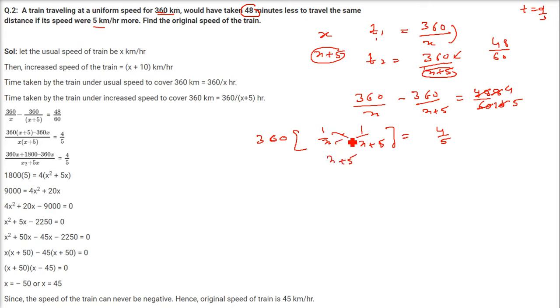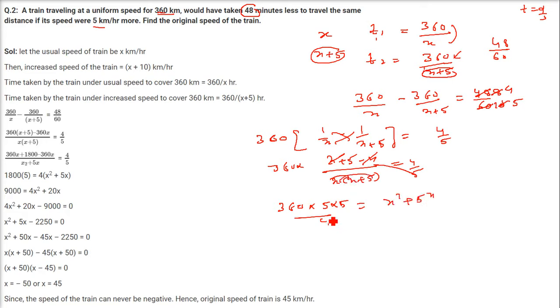This goes here, x plus 5. This goes here, minus x. Then we have x plus 5. x gets cancelled. Let us bring 5 here and 4 in the denominator. So it will be 360 into 5 by 4, and this is x square plus 5x. I am taking it here, x square plus 5x.